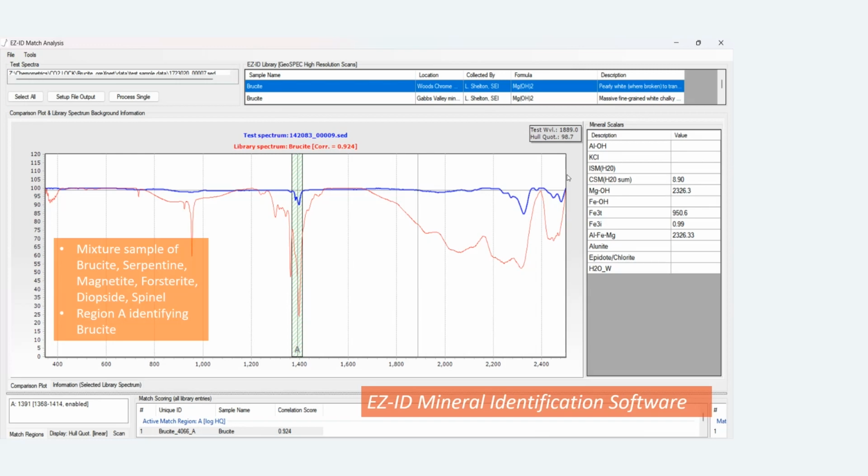So as you can see here, the software, you look up here, top right here, if you see my mouse, you can see that our correlation score, we've got a 0.924 correlation score to a brucite. So that's a pretty good correlation considering how complicated of a mixture this is. So not only was it accurately identifying the brucite, but we were identifying brucite at a very low concentration range as well.